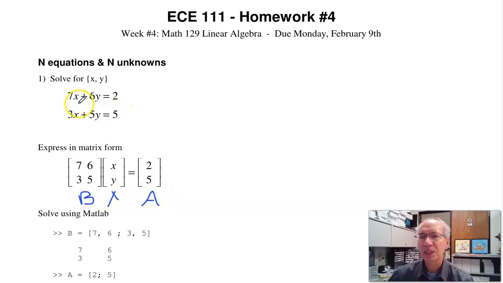So the matrix representation is, if I put the unknowns as X and Y, the first column is times X, the second column times Y. So 7X plus 6Y plus 2 equals 2 is written as 7 times X plus 6 times Y is 2. The second equation, 3 times X plus 5 times Y is 5.